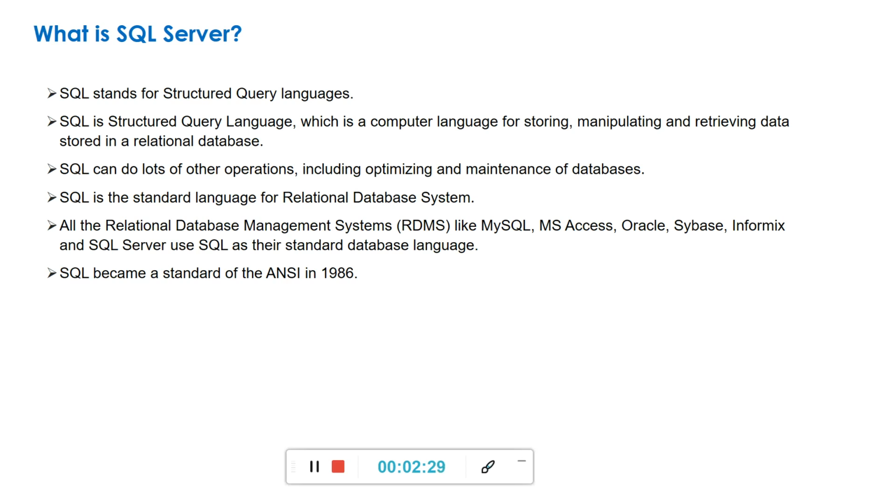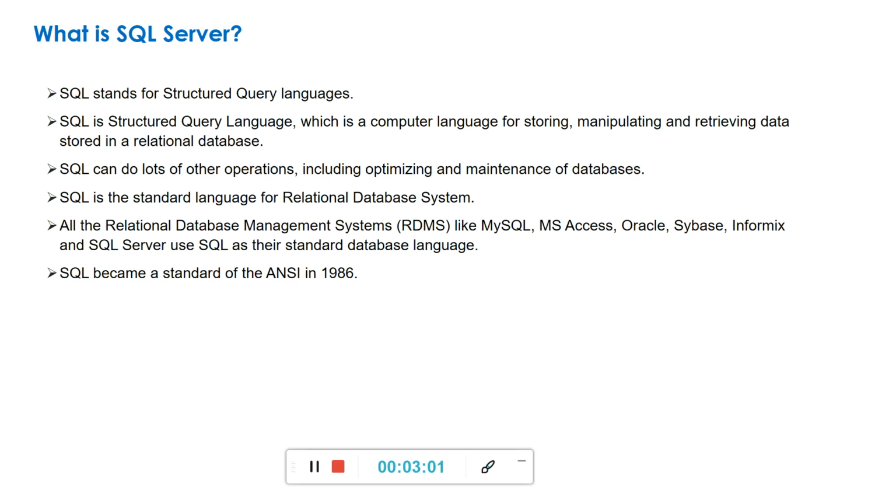So now it should be clear. This is where Structured Query Language comes into the picture, because of the type of data. And SQL can do a lot of other work as well, including optimization, maintenance, database profiling, integration, and multiple other facilities. I will explain these in a later video.